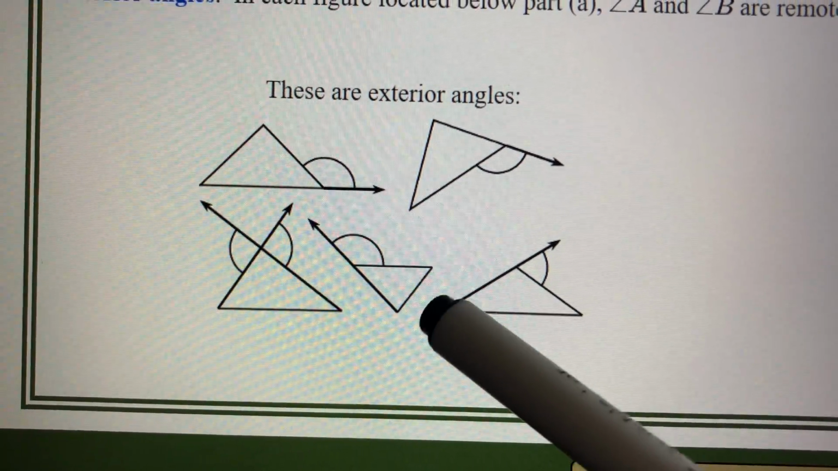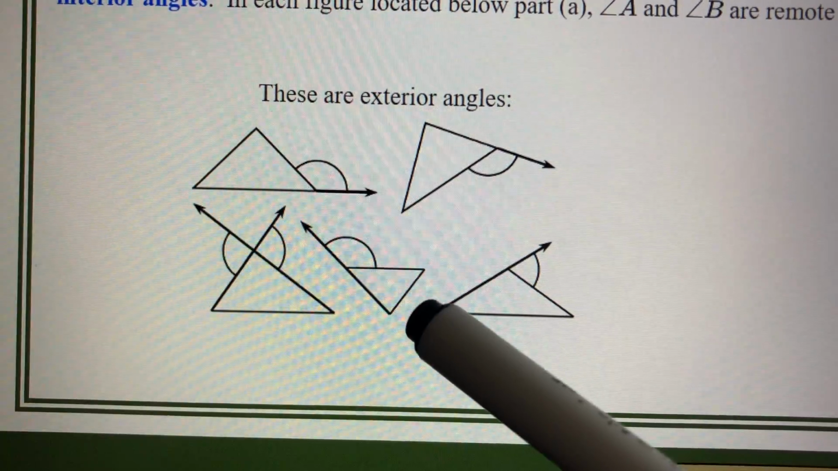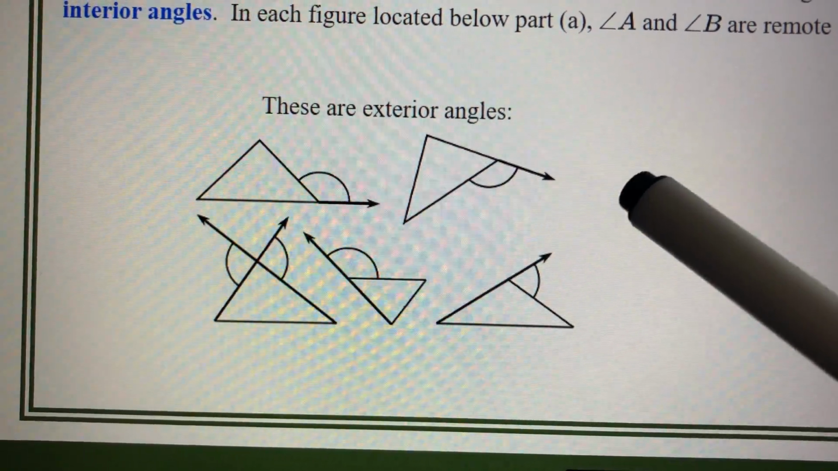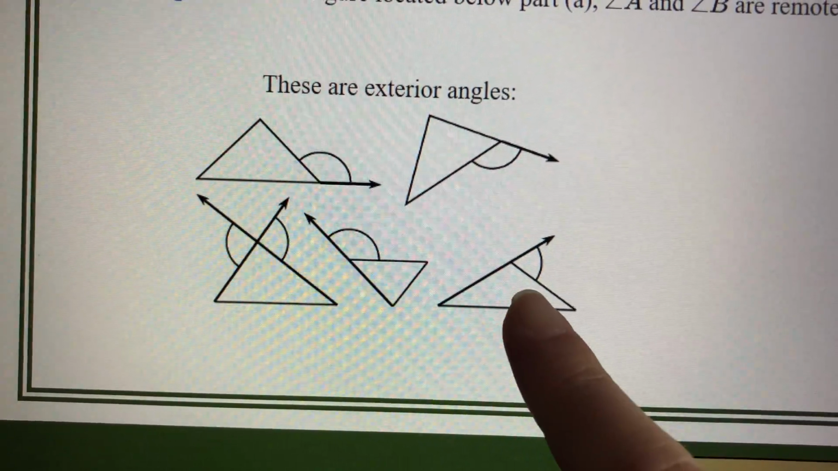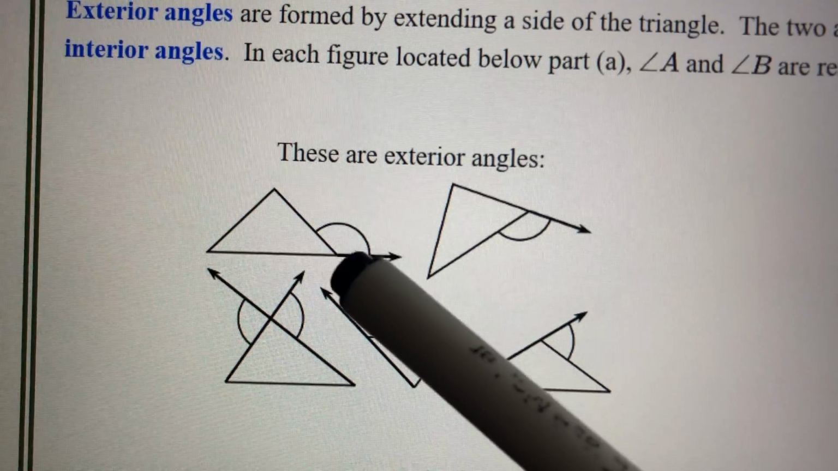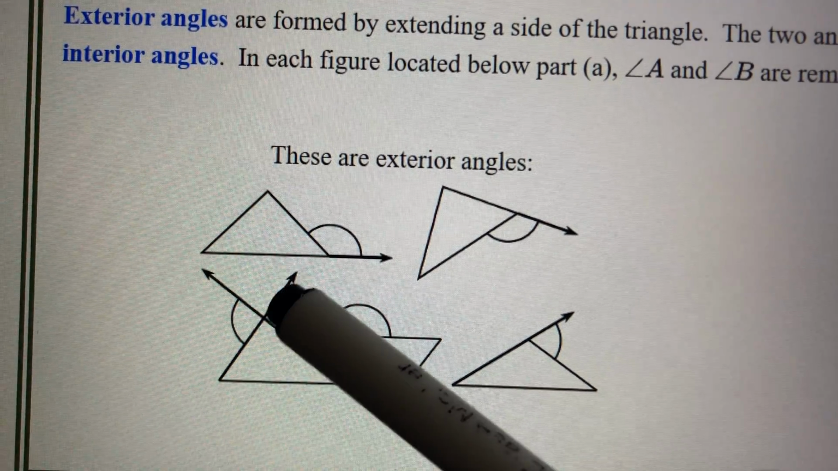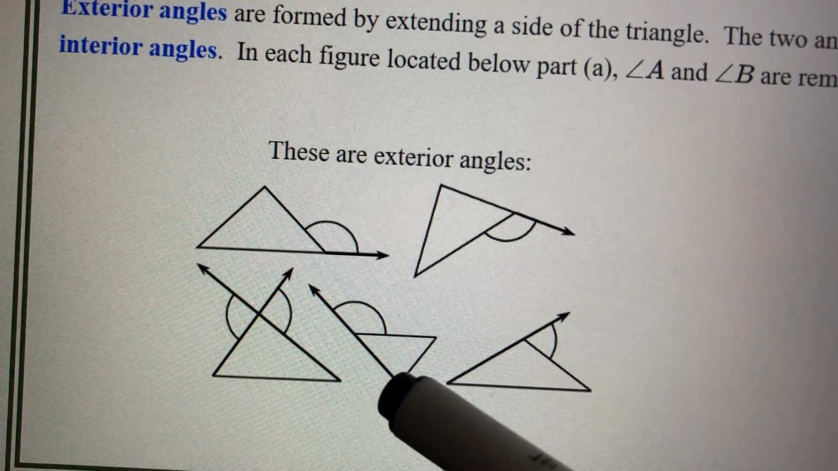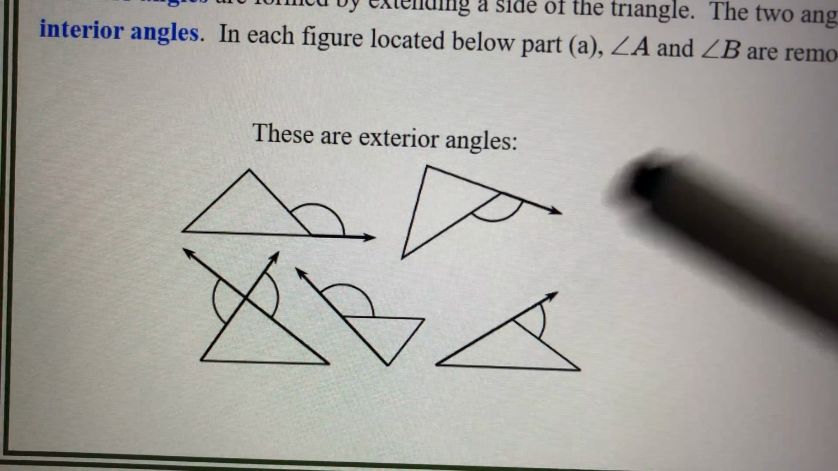You'll notice each of these lines with the arrow is just extending one side of the triangle. So if that line of that triangle went on forever, that's what it's doing. And then it's forming an exterior angle on the outside. Same with this one, same with that one, same with these two, look. And the exterior angles are on the outside.